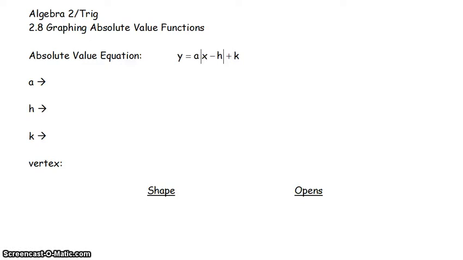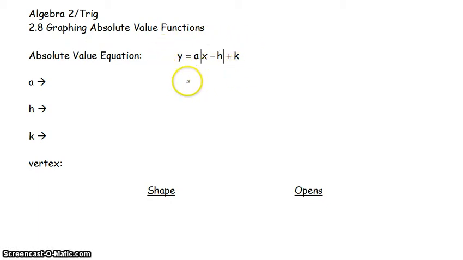Alright, today's video is on 2.8, graphing absolute value functions, and this is the last section of new material before we take our test. So first, let's start with our general form of an absolute value equation. We've got y is equal to a, the absolute value of x minus h, plus k. This form should start being a little bit more familiar to you.